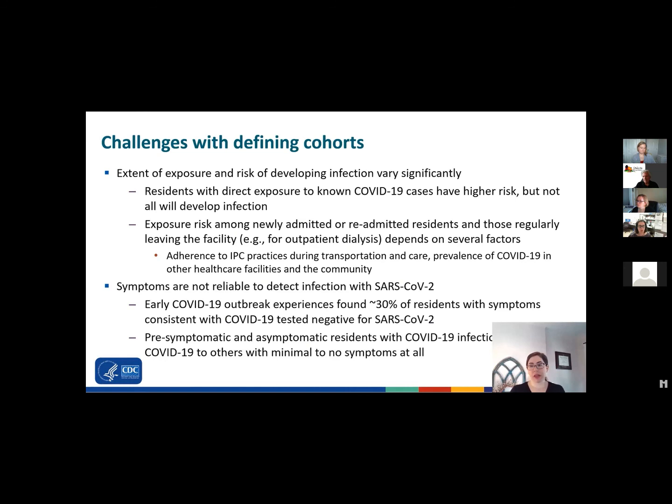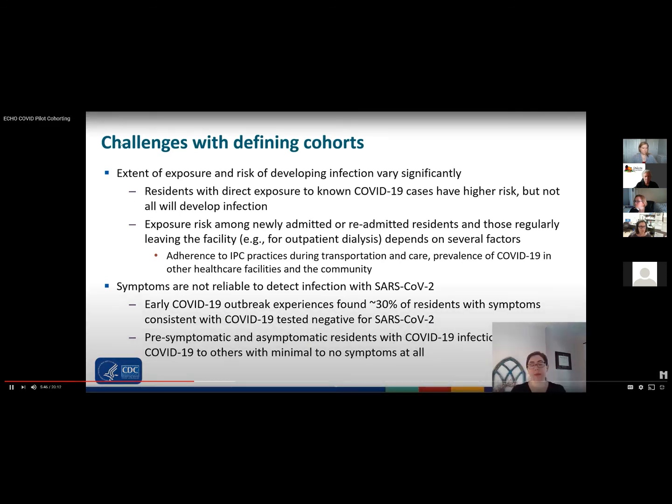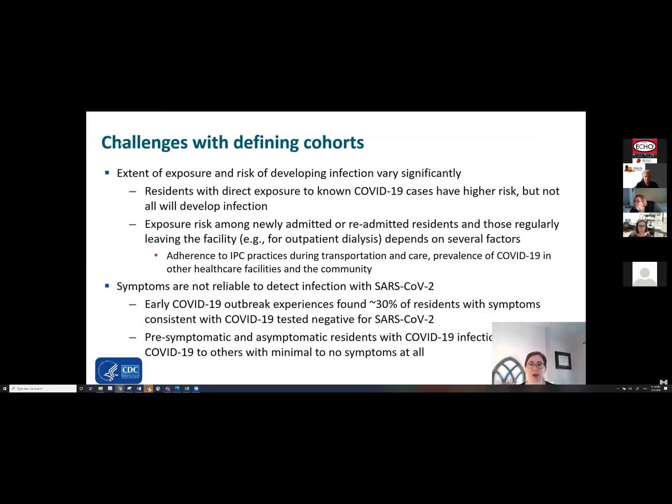You also have to think about the other residents on that unit. They probably don't have the same level of exposure as Mrs. Davis's roommates, but we don't know that for sure. It doesn't mean that they haven't had exposures. They may have. And even with more limited exposures, there still is the risk of them going on to develop infection.